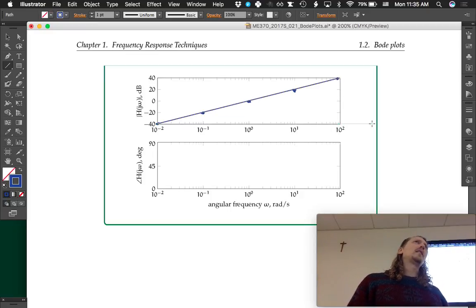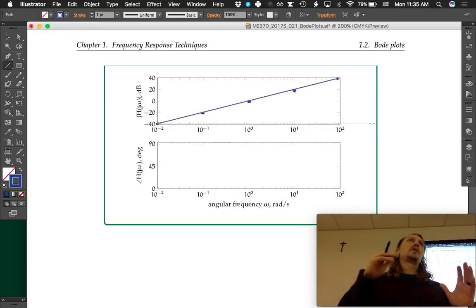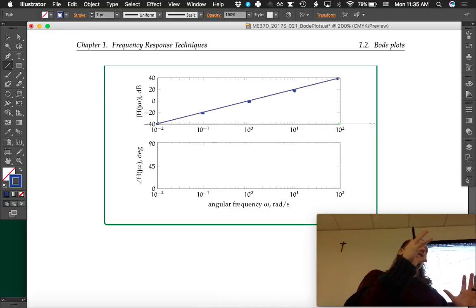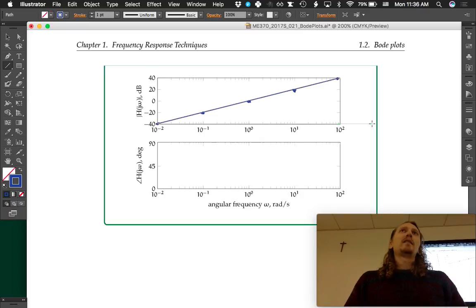And what this logarithmic frequency does is it stretches out what happens at low frequency so you can see it better, and it smushes in what happens at high frequency. That's the effect of it. So sometimes logarithmic is helpful.